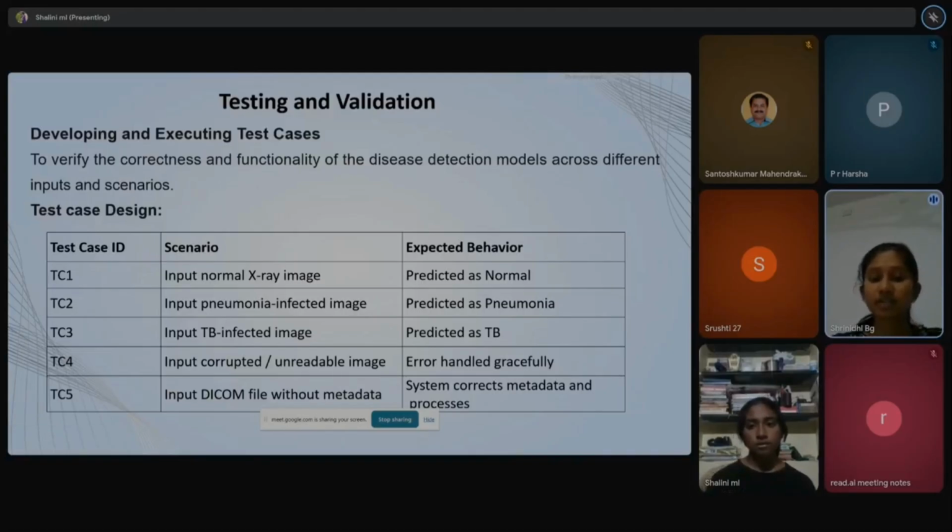In test case one, the scenario input is normal X-ray images, and the expected behavior is to predict as normal, because we gave a normal image. In test case two, the input is a pneumonia-infected image, so the expected behavior is to predict pneumonia. In test case 3, the input is a TB-infected image, predicted as TB infected. In test case 4, the input is a corrupted, unreadable image, and the error is handled gracefully. And the next one is a DICOM file without metadata, where the system corrects the metadata process. Next slide.